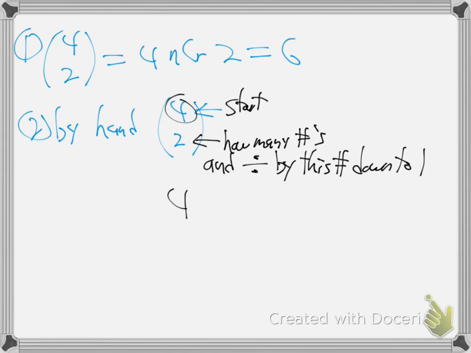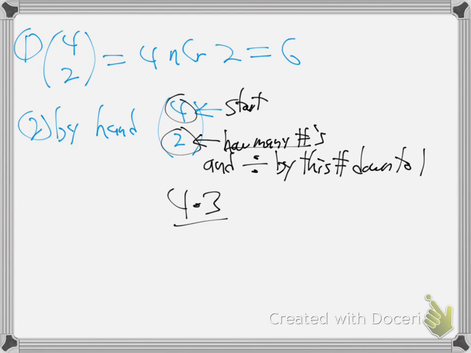Start at 4, do 2 numbers, right? How many numbers? So start at 4, do 2 numbers. What do I mean, do 2 numbers? Well, it's multiplied down by 1 every time. So it's like 4, 3, 2, 1 kind of thing. So it'll be 4, 3. That's the top. Start at 4, do 2 numbers.